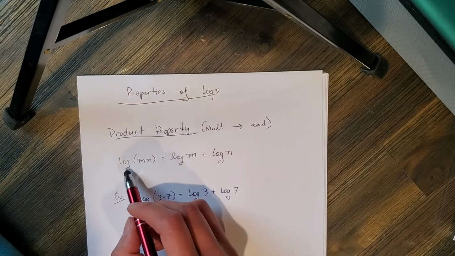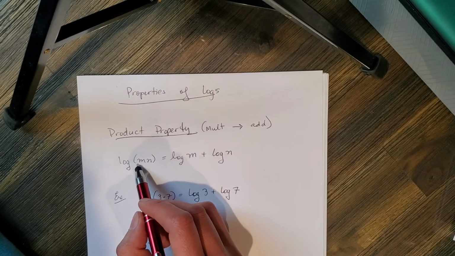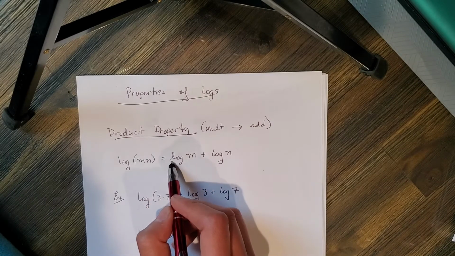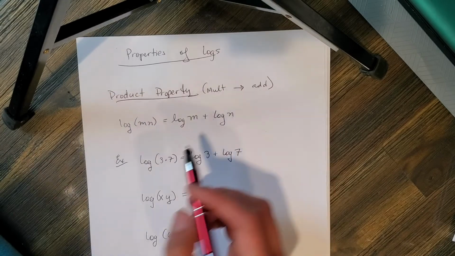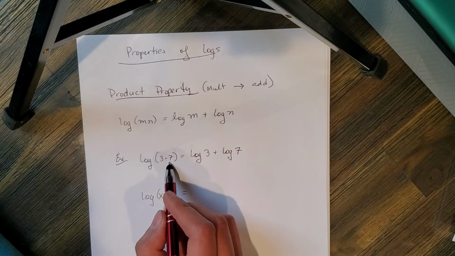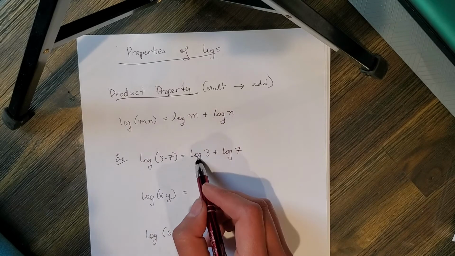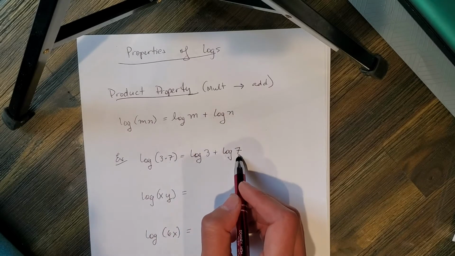So notice here's the formula. Log of m times n is equal to log of m plus log of n. Okay, so let's do this in practice here. Log of 3 times 7 is equal to log of 3 plus log of 7.